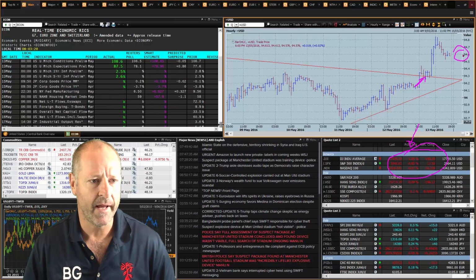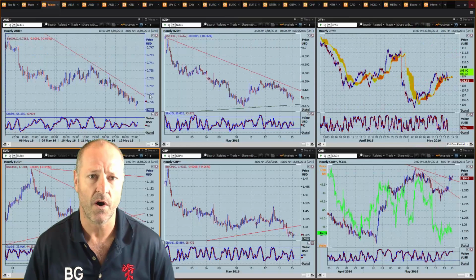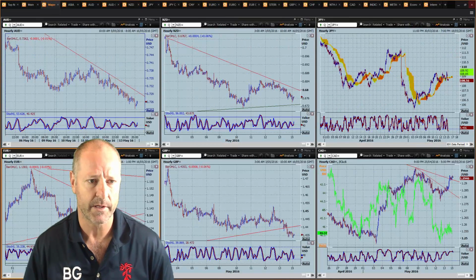Now, as I said, there's not a lot of US data. There are still some peripheral numbers coming out, so just keep an eye on those. But you're really looking for those higher impacting numbers, like the US CPI, which is going to be key.